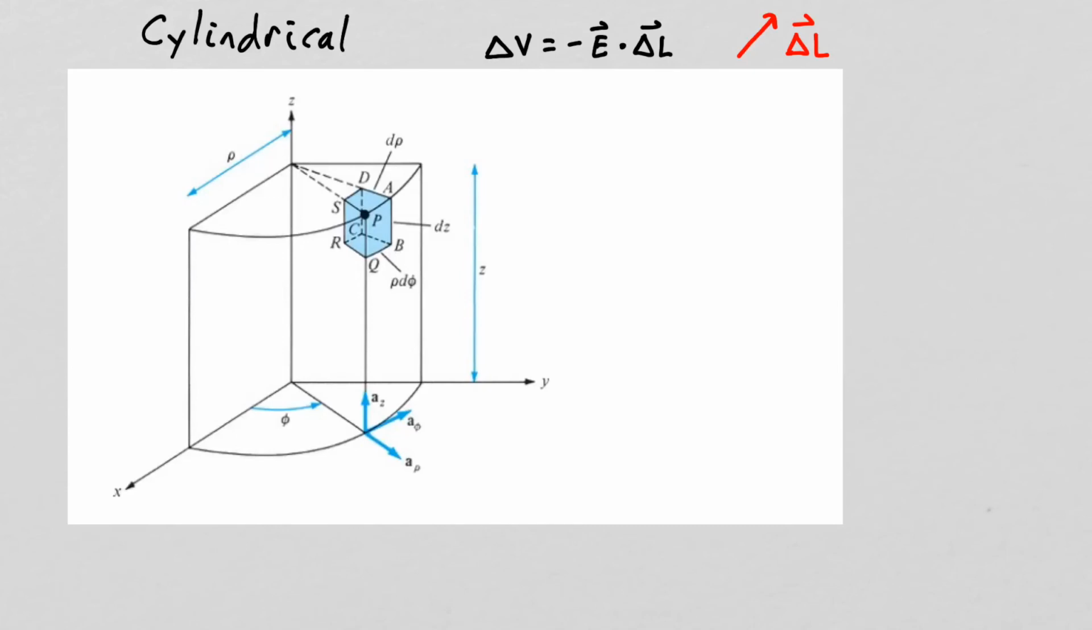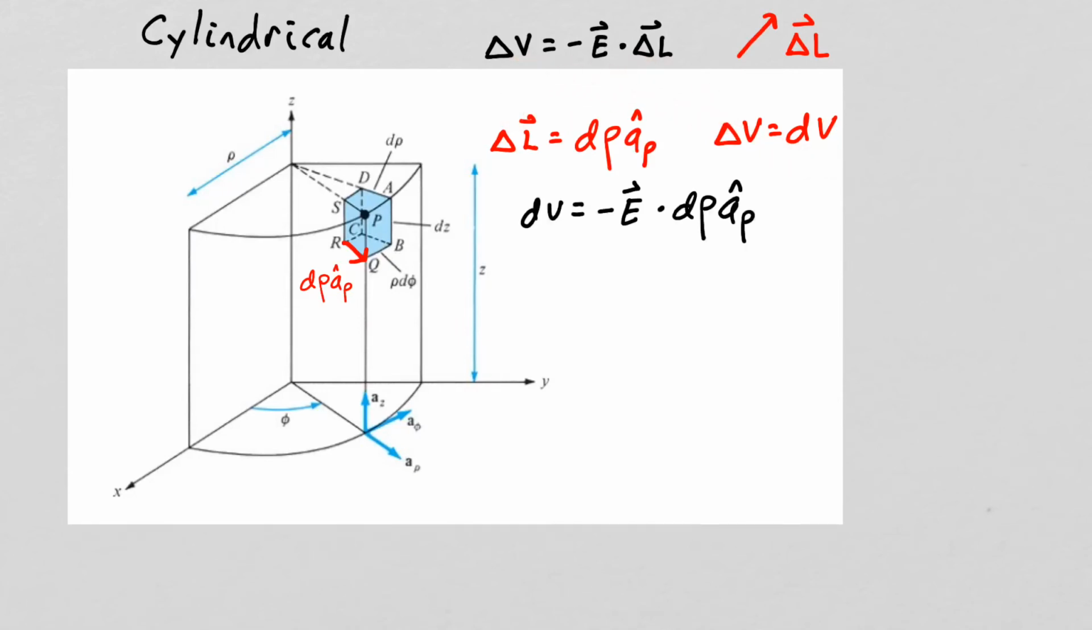Now let's look at the cylindrical coordinate system. We adjust our voltage probe to make it length d rho pointing in the rho direction, and the drop across it will be dV. So let's make these substitutions. So we'll have the dot product between the electric field intensity and unit vector in the rho direction, which will just give us the component of the electric field intensity in the rho direction. So the rho component of the electric field intensity is minus dV/d rho.